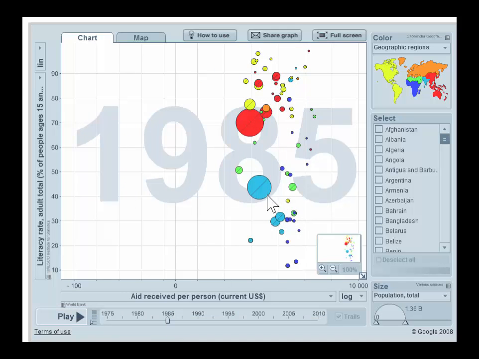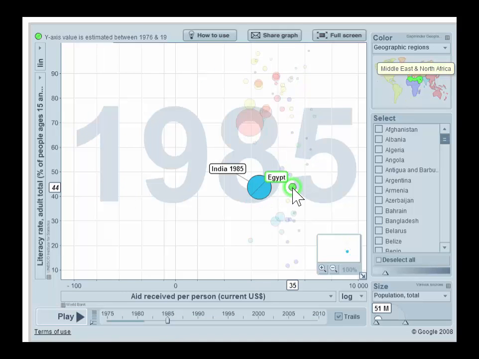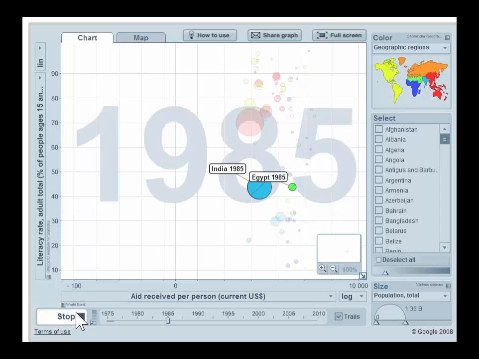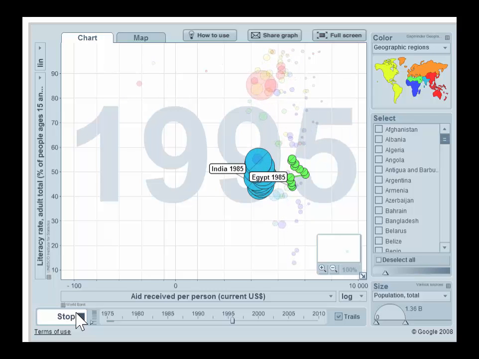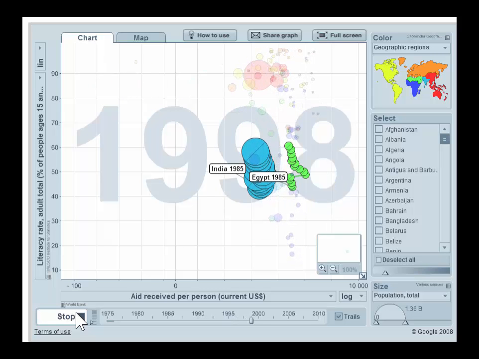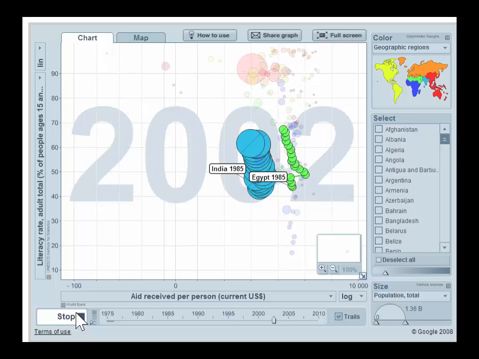Let's examine two countries, India and Egypt. In 1985, both countries had a 44% literacy rate. India received $2 per person in aid, and Egypt $35. We see they follow relatively the same upward trend in literacy.